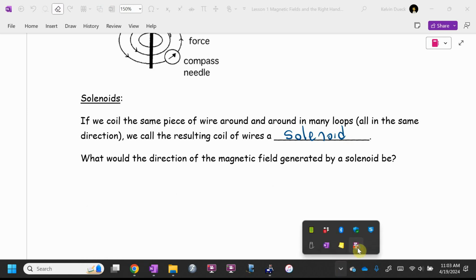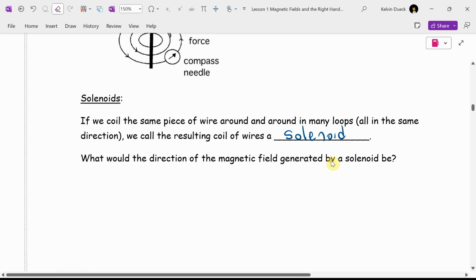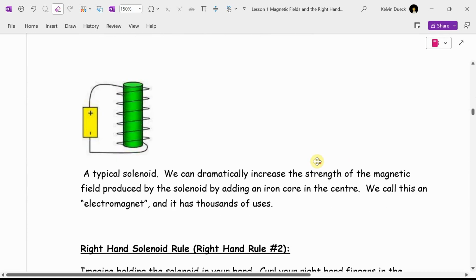What does a solenoid look like? Let me pause the video. It turns out you also get a magnetic field, because if one wire going in a straight line gives you a magnetic field, if you overlap them, you get a very strong, overlapping magnetic field. The question is, what's the direction? What would the direction of the magnetic field generated by a solenoid be?